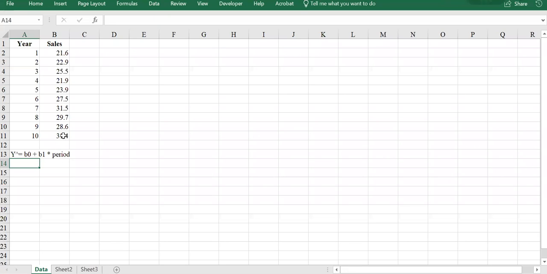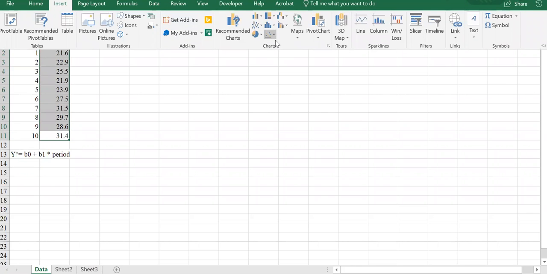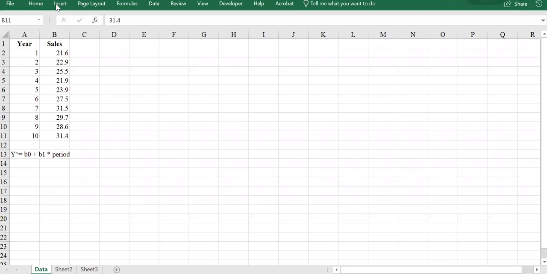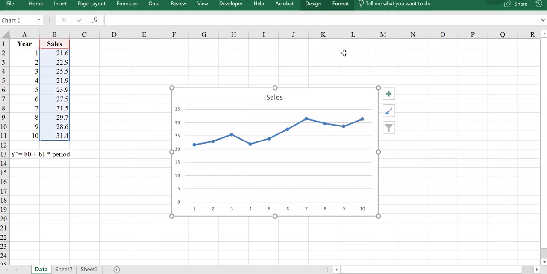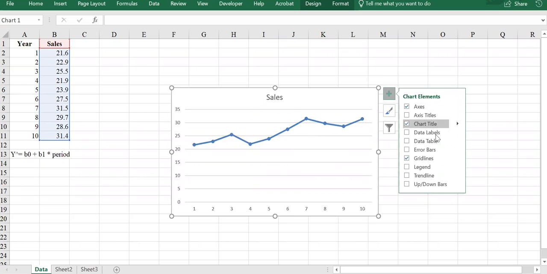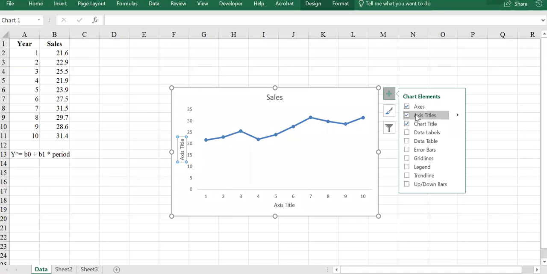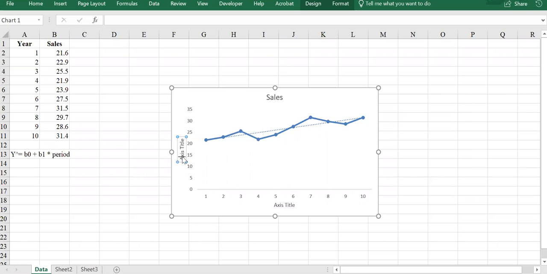For this one, the simplest way would be to insert a line chart and add the equation. So I'm just gonna get rid of the grid lines, add axis titles, and also add trend line. So axis title vertical would be sales, and horizontal, periods.